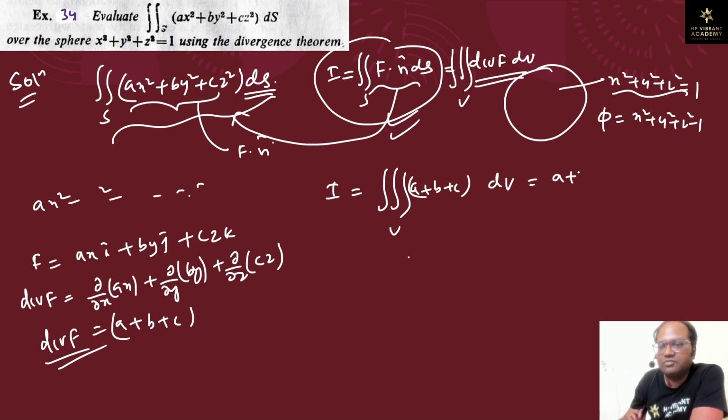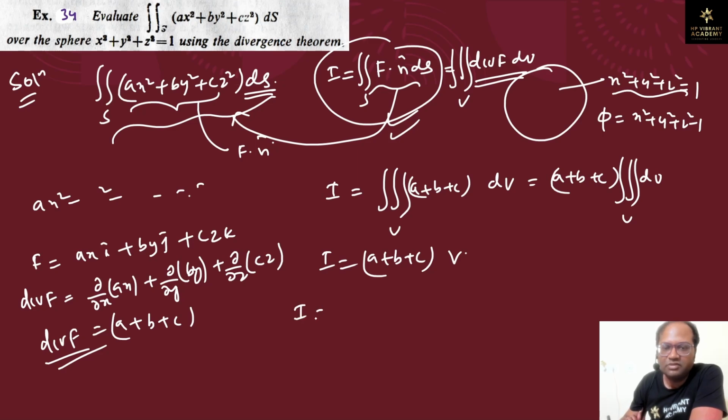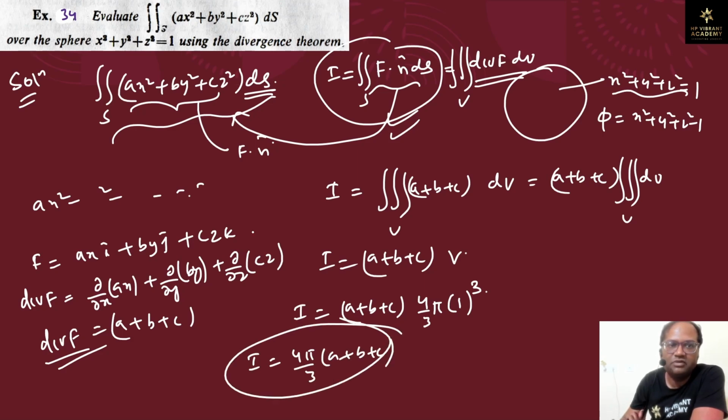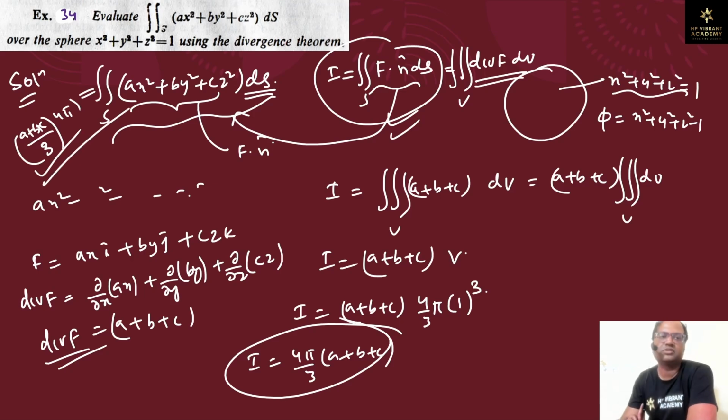So this is equal to a plus b plus c into dv, the volume integral. So this is equal to a plus b plus c into V, and V is the volume of this sphere. So I is equal to a plus b plus c into 4 by 3 pi into radius cube. Radius is 1. So I is equal to 4 pi by 3 into a plus b plus c. The value of this expression is 4 pi by 3 times a plus b plus c. This is the result.